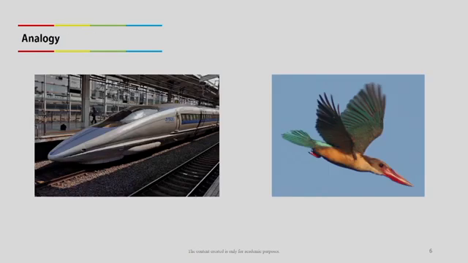Next is analogy. Analogy is taking inspiration from something else. Here, for example, the bullet train idea has been taken from the kingfisher, and you can see the beak of the kingfisher is taken as inspiration for the bullet train for high speed. Similarly, not only from nature, but also from the man-made world you can take inspiration. You can take inspiration from another product and utilize it in your product.